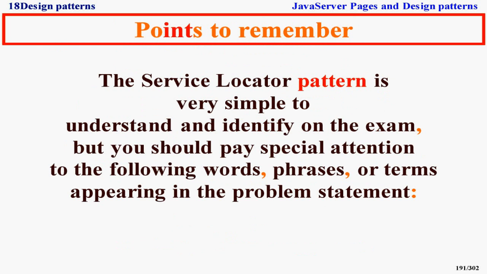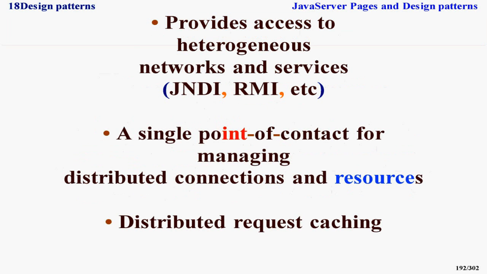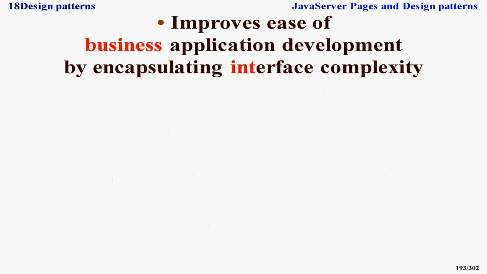Points to remember. The service locator pattern is very simple to understand and identify on the exam, but you should pay special attention to the following words, phrases, or terms appearing in the problem statement: provides access to heterogeneous networks and services (JNDI, RMI, etc.); a single point of contact for managing distributed connections and resources; distributed request caching; improves ease of business application development by encapsulating interface complexity.